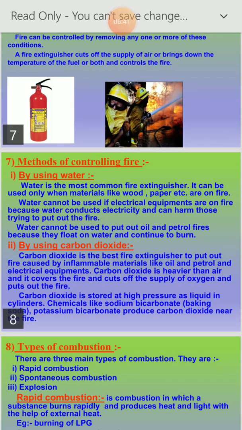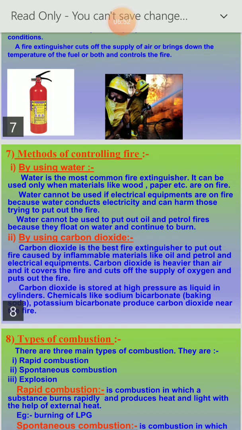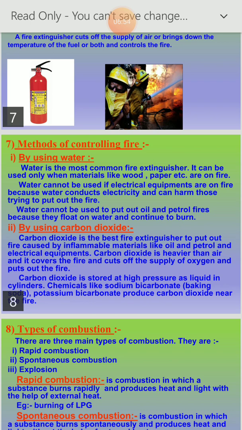Carbon dioxide is the best fire extinguisher to put out fires caused by inflammable materials like oil and petrol, and electrical equipment. Why? Carbon dioxide is heavier than air. That is why it covers the fire like a blanket, cuts off the supply of oxygen and puts out the fire.